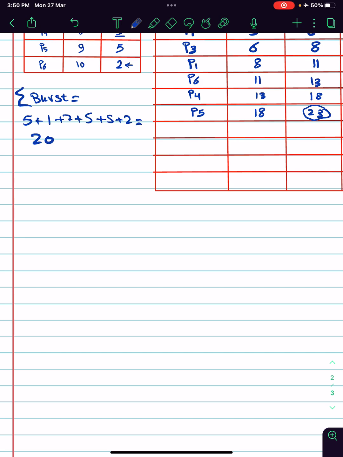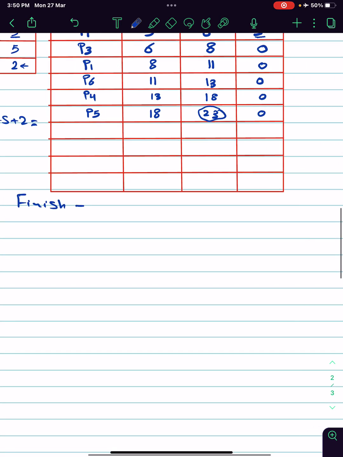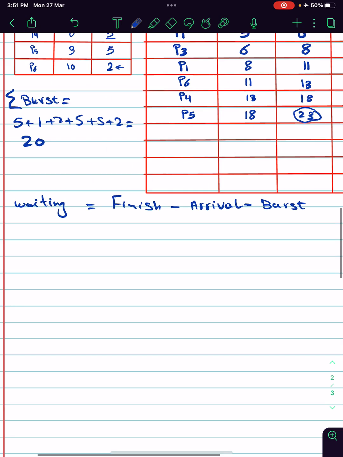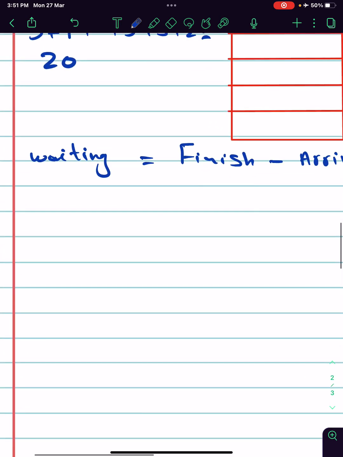Okay, again, waiting time is finish minus arrival minus burst. Don't apply any other equation because this is preemptive.